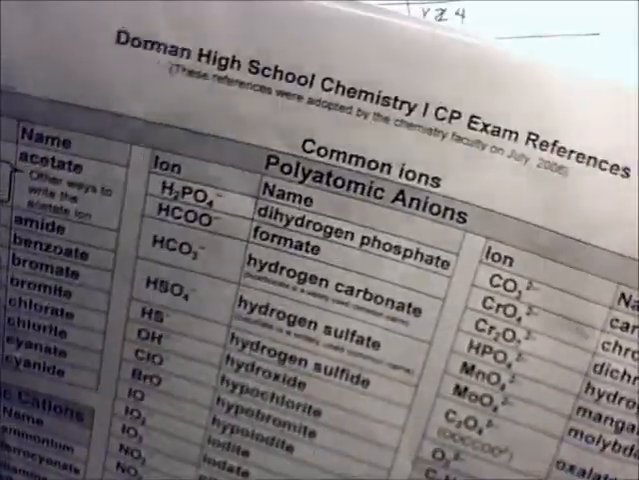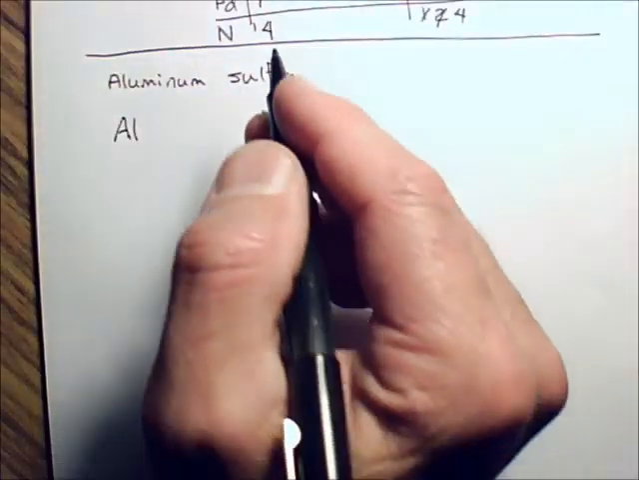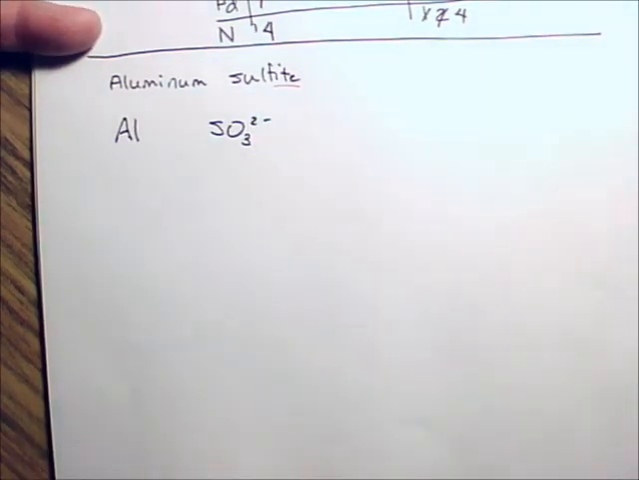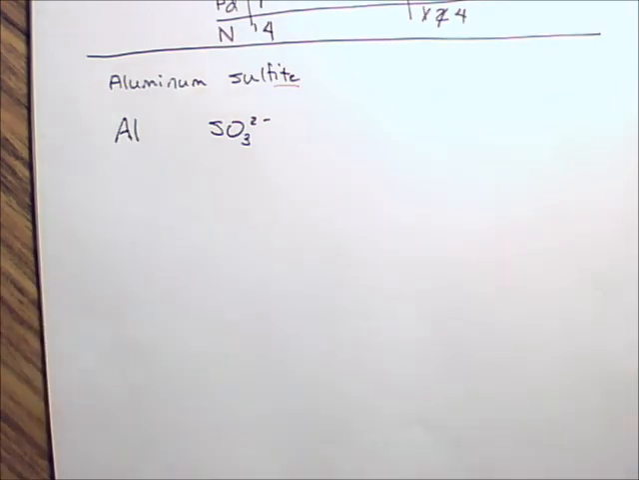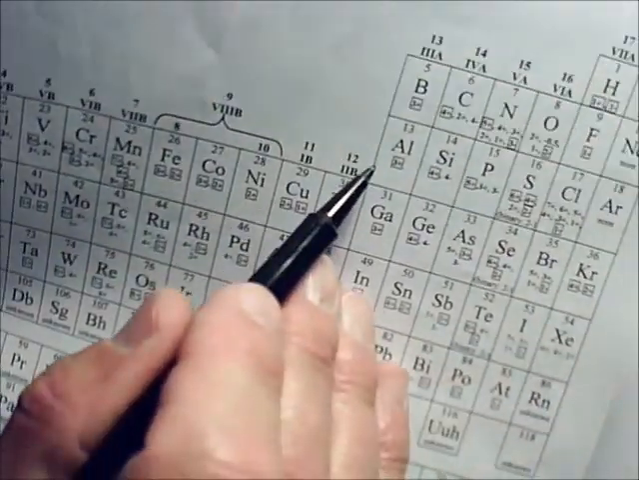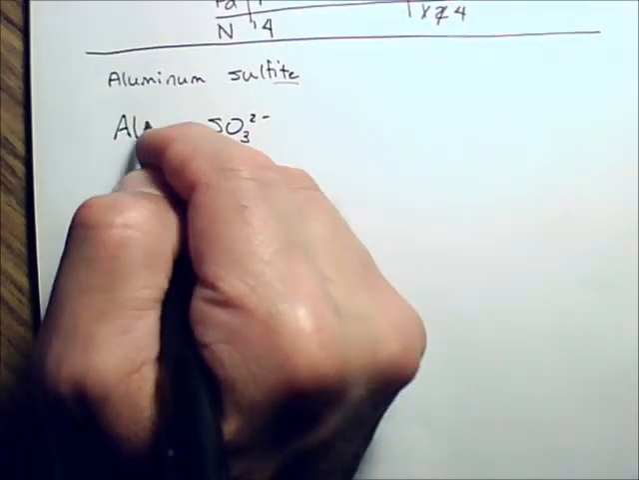The common ions list is where you find it, and it's SO3, 2 negative. All right, I need another charge on the aluminum. Where do I find that? You have the periodic table with oxidation numbers. Okay, there's aluminum, and it has a 3+ charge.